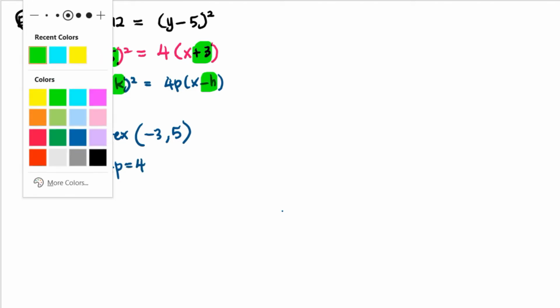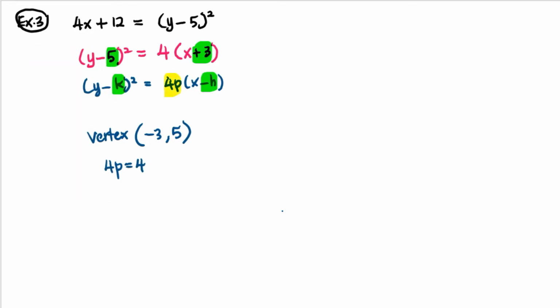Do you know how to get it? I guess you know this by comparing 4p with 4 here. So now we get p equal to 1. Therefore, when p is equal to 1, we should know that this form of parabola opens to the right, which is something like this. So we will have something like negative 3, 5.